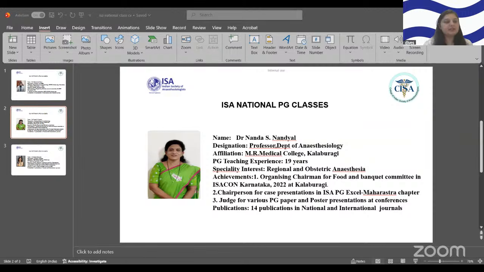We extend a very warm welcome to you, ma'am. Our third faculty of the day is Dr. Rupa Holkonde. She is an assistant professor in Department of Anesthesiology, MR Medical College, Kalaburagi. Dr. Rupa ma'am has 9 years of postgraduate teaching experience.